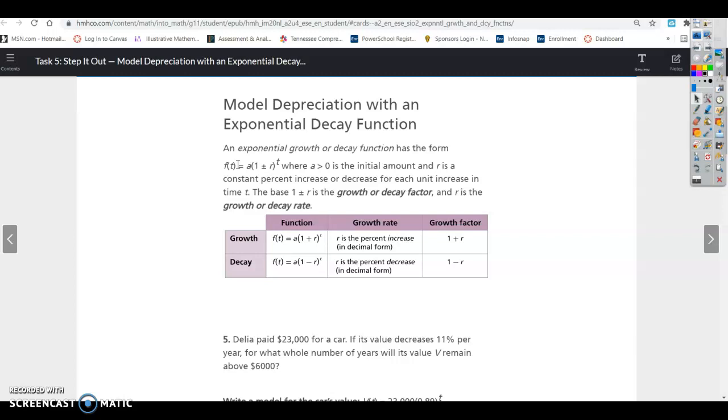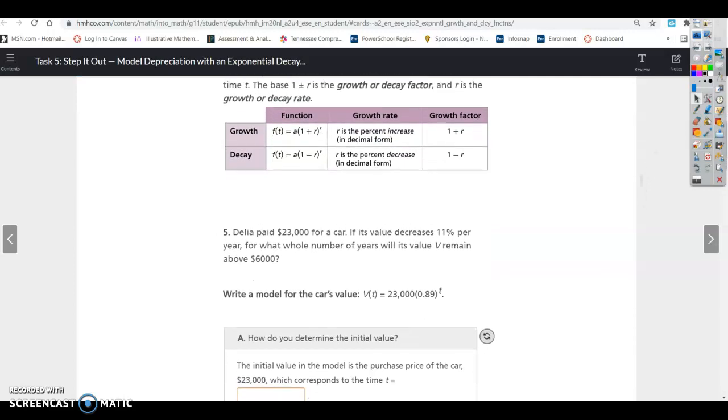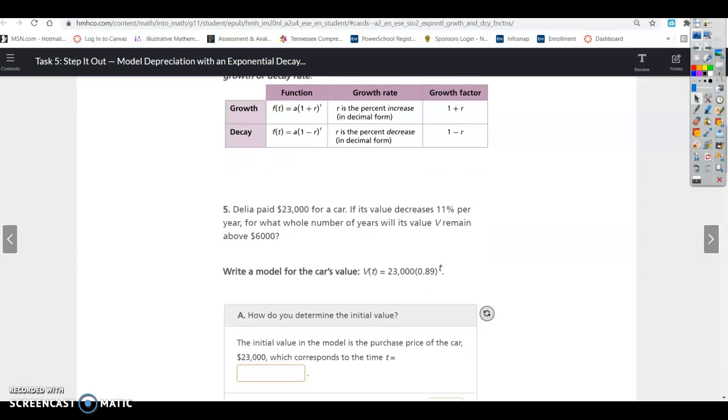The base, 1 plus or minus r, is the growth or decay factor, and r is the growth or decay rate. So this equation is an exponential growth equation, but this is what you're going to use in interest formulas and things like that. Credit cards charge you interest. Car loans charge you interest. Home mortgages, things like that. So we are starting to look at functions that are going to be used to model real life situations.